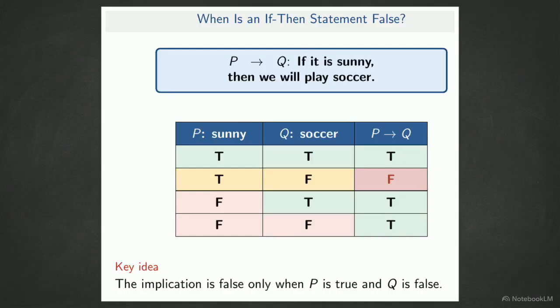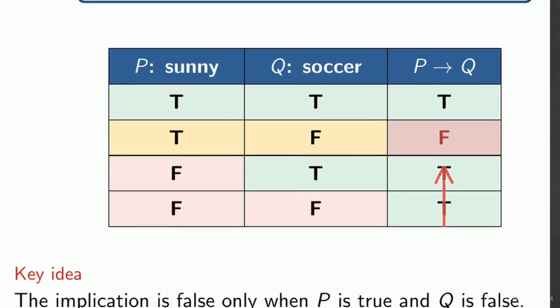Here is the truth table for that implication, visually mapping every possible reality. There is exactly one scenario where the promise is broken, highlighted in red. The rule fails when it is sunny, P is true, but soccer is canceled, making Q false.